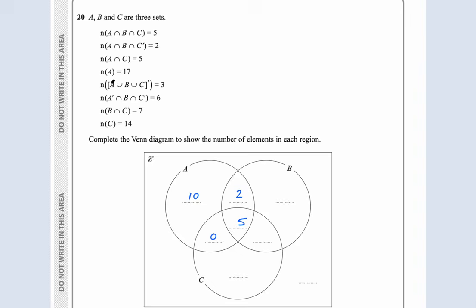Next one. The number of elements that are in A union B union C complement, which is not in all of these or outside of these, is 3. So this guy has to be 3.